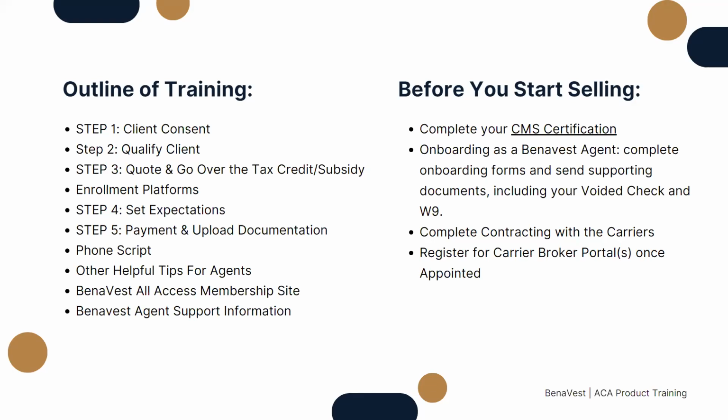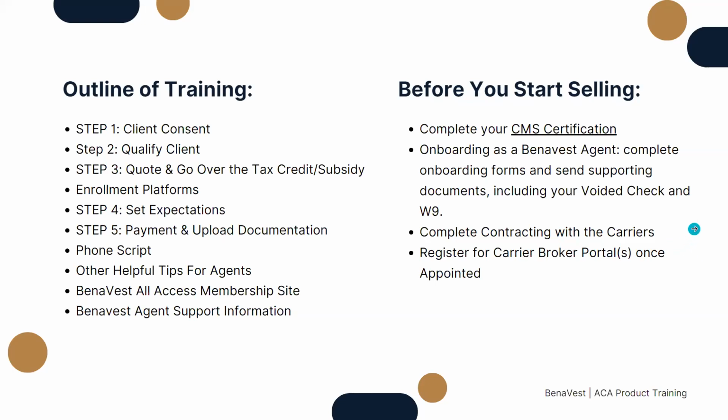You want to make sure that you complete contracting with all carriers. And I'm going to emphasize, before you do write any plans with the carrier in a specific state, you want to make sure you're appointed with that carrier in that state. I'm going to cover that later on. And then make sure you're registered for all of the carrier broker portals once you do become appointed. So of course, we know there's so many carriers that you are appointed with. So you want to keep that information on a spreadsheet, somewhere saved where it's secure, because you will want to access those broker portals. And I'm going to go over that in another webinar.